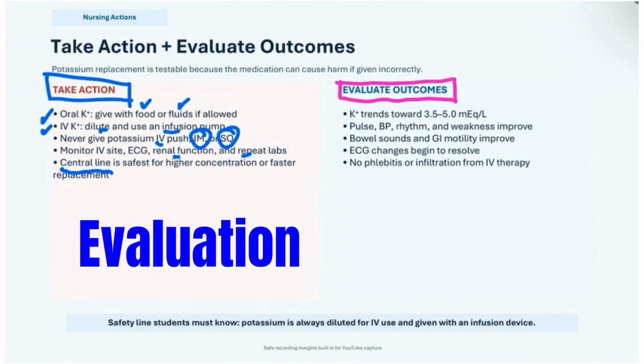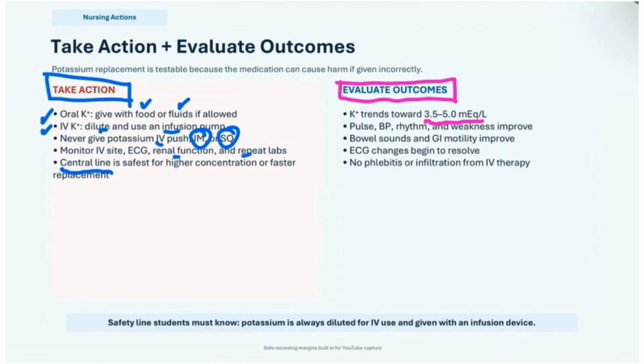So by administering potassium, we have to ask this question: is it working or is it not working? So let's start with the potassium level. You want to see the potassium trend back to the normal range. So like I said, most organizations are going to use 3.5 to 5.0. In some organizations, they may use a little different, but most of your textbook is going to use that, right?